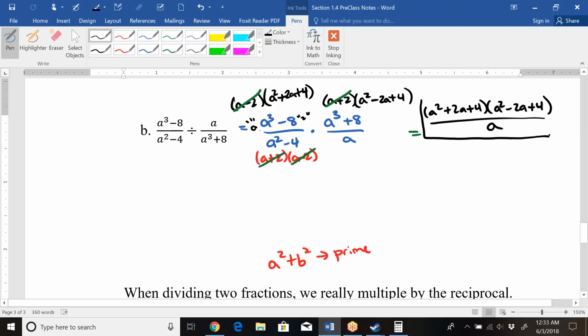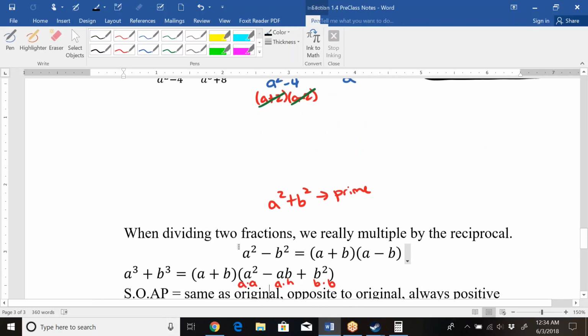Now we're not going to make you FOIL out that top, and there's nothing else you can do with those because they don't factor. So that would be my final answer.